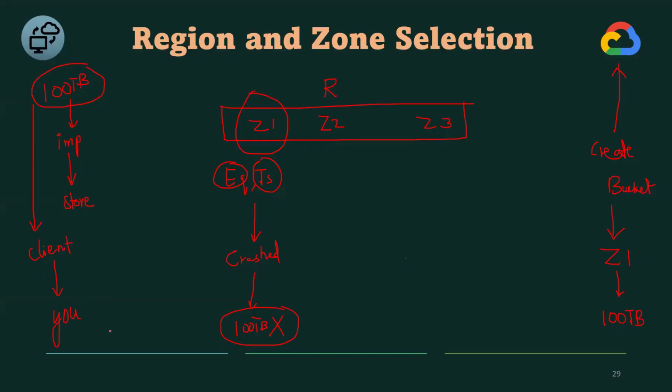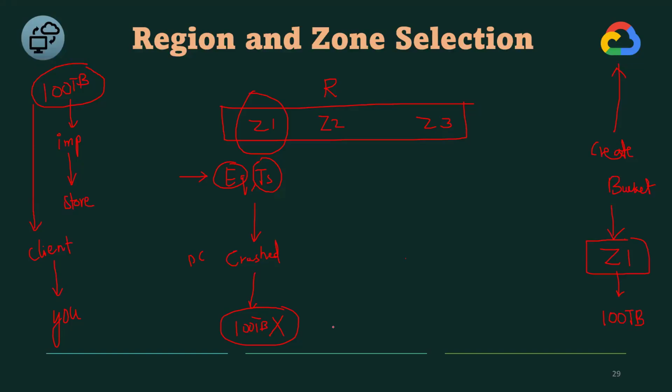So he will come to you and scold you like anything, asking why you didn't select multiple zones in the first place. To avoid unexpected failures, because the client already told you it is very important data and asked you to store it, but while storing it you selected one single zone. If that particular zone crashes due to some unexpected failure like an earthquake or tsunami, the entire data center is crashed. So your 100 terabytes of data is also crashed. That means you are going to lose your entire data.